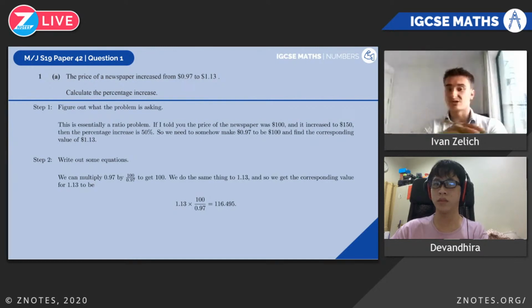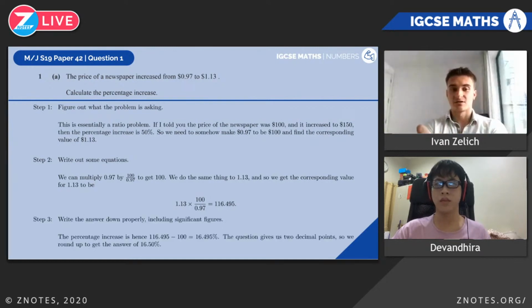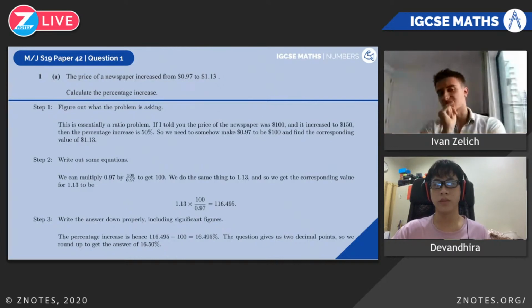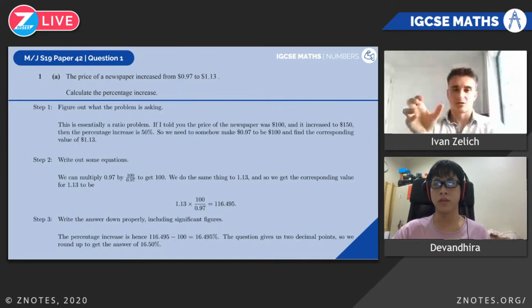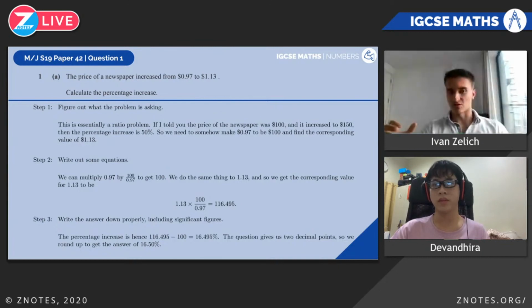And now the percentage increase is very simple. We simply take the two values from each other, so 116.495 minus 100 is 16.495%. And because dollars are always in two decimal places, we need to round up. And so we get 16.50% as the percentage increase. It's always important to know when to do the conversions, and perhaps we should have done the conversion earlier, but in this case, it didn't actually make a difference. But in general, when you're finding the price of something, you should always round as early as possible.